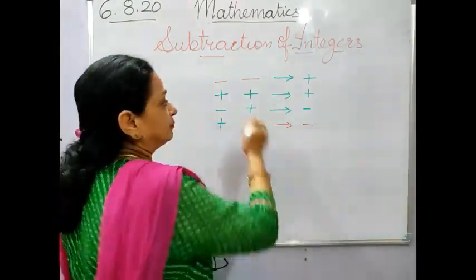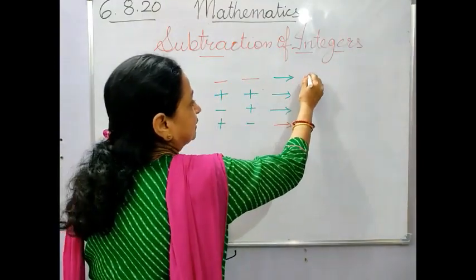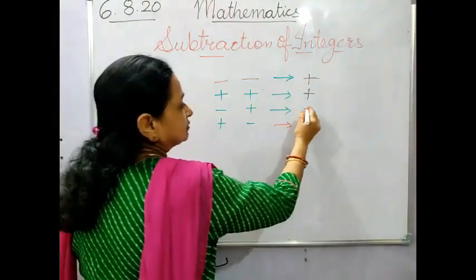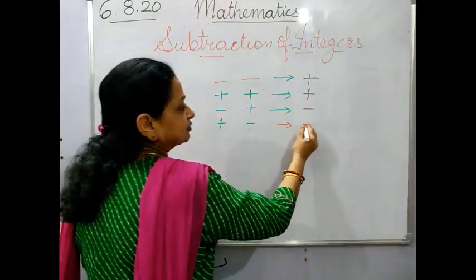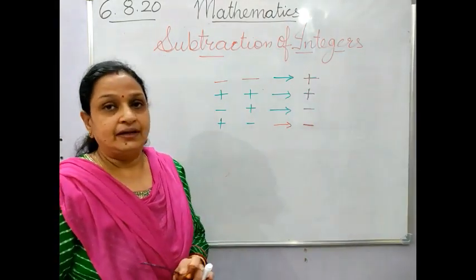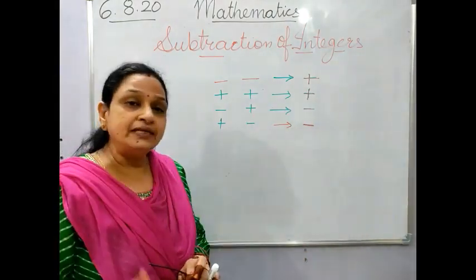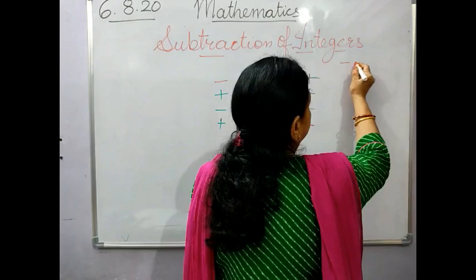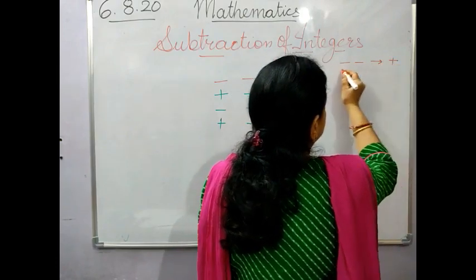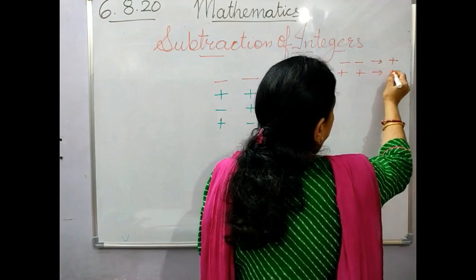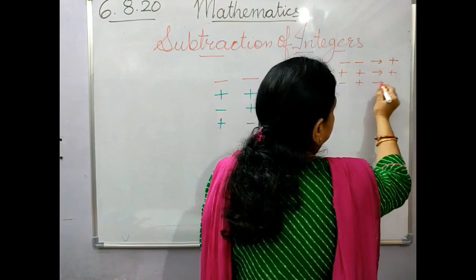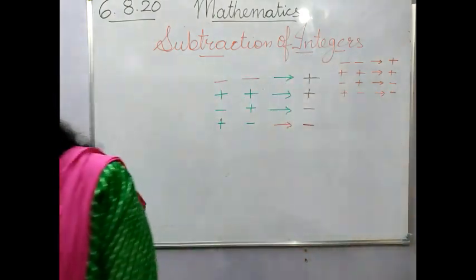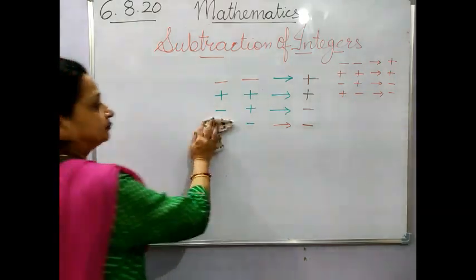These four things you have to remember. Minus and minus will become plus, plus and plus will be plus, minus and plus will be minus, and plus and minus will also be minus. If you remember these things, it will be easier for you to solve the sums. I'll write it over here so that you can remember. Now I'll show you some examples.